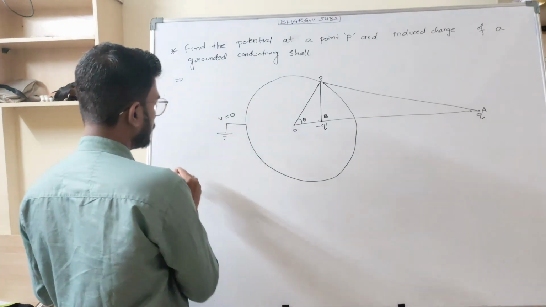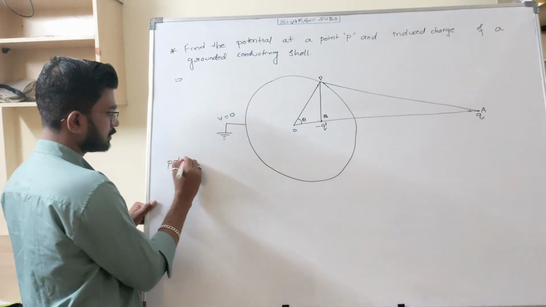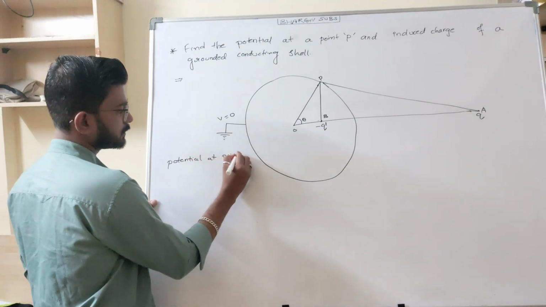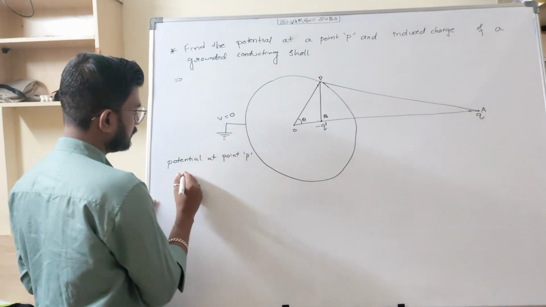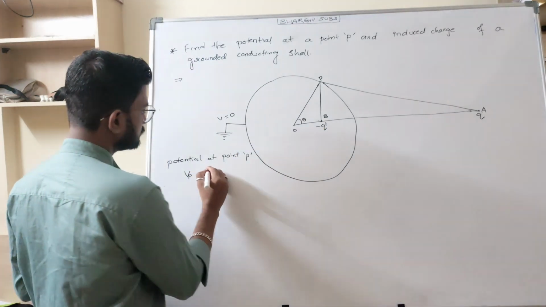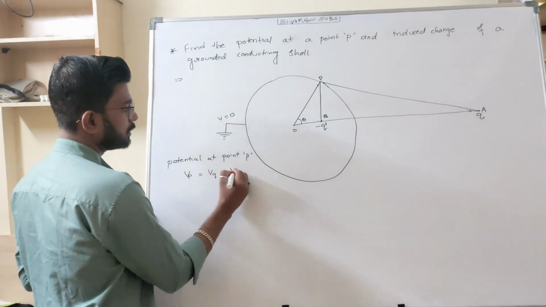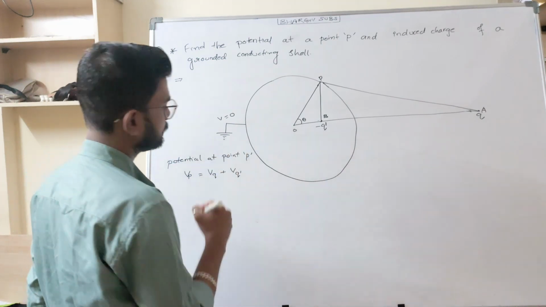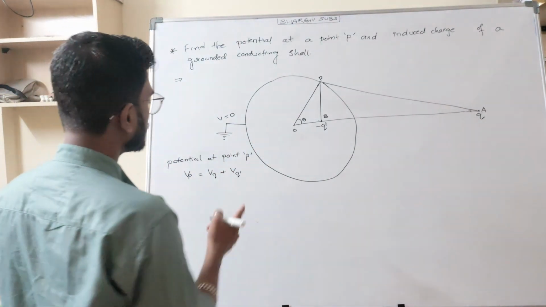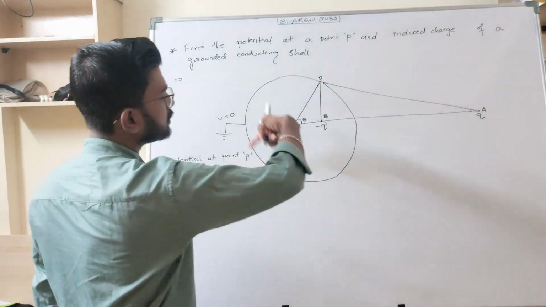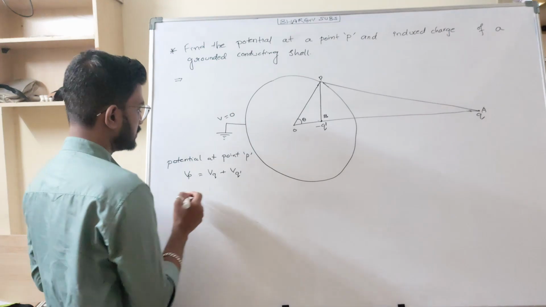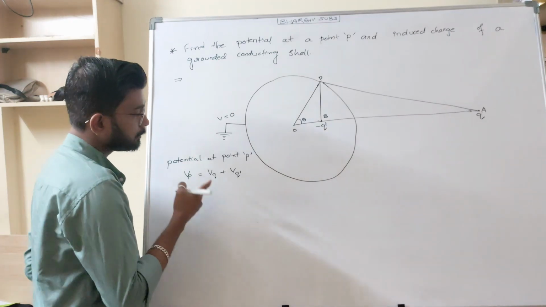So what is the potential at point P? Vp is equal to the potential due to Q plus the potential due to Q dash, due to the charge present inside the shell, correct? P is on the surface, so on the surface the total potential was 0. So Vp is 0.